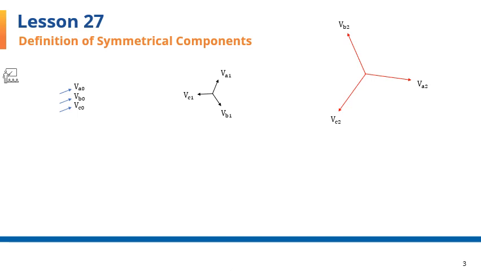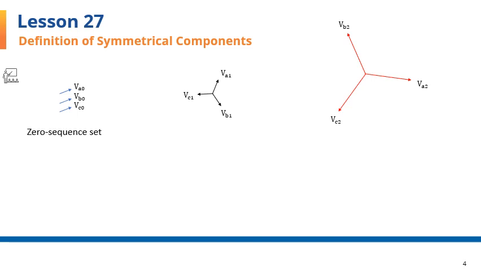Consider the three identical phasors on the left. They are identical both in magnitude and their phase angle. They're called the zero sequence set of voltages. I'm using voltages for the definitions here, but they could have just as well been currents instead.